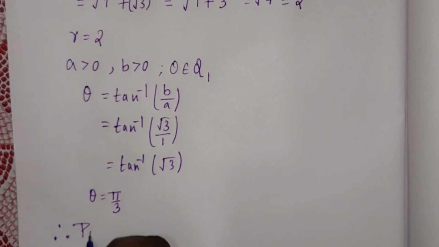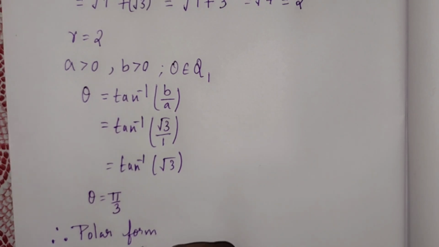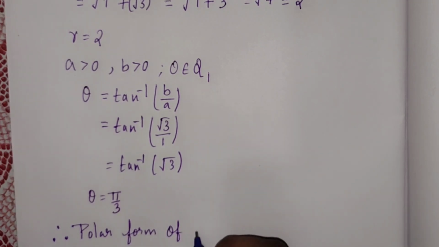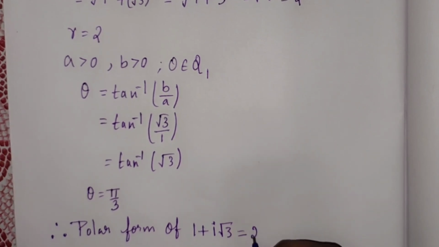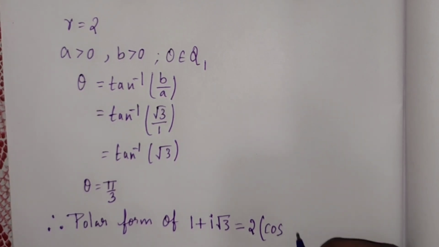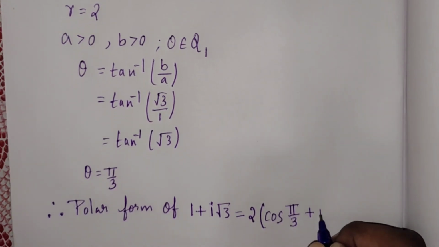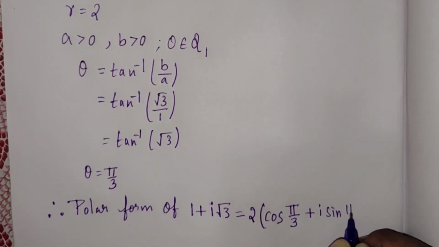Therefore, polar form of 1 plus I root 3 is equal to 2 into cos pi by 3 plus I sin pi by 3, bracket close.